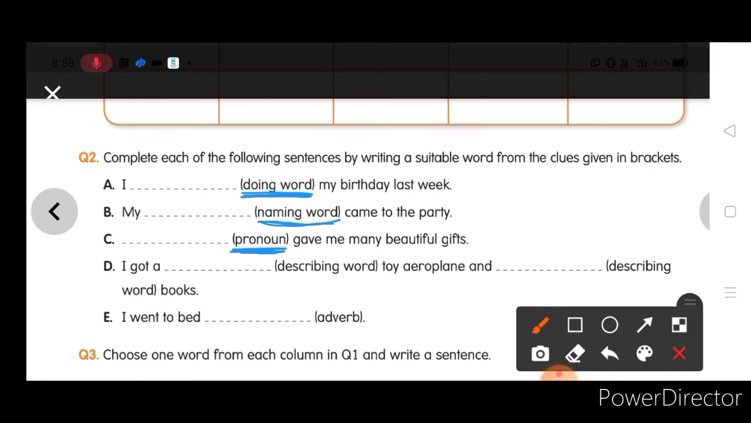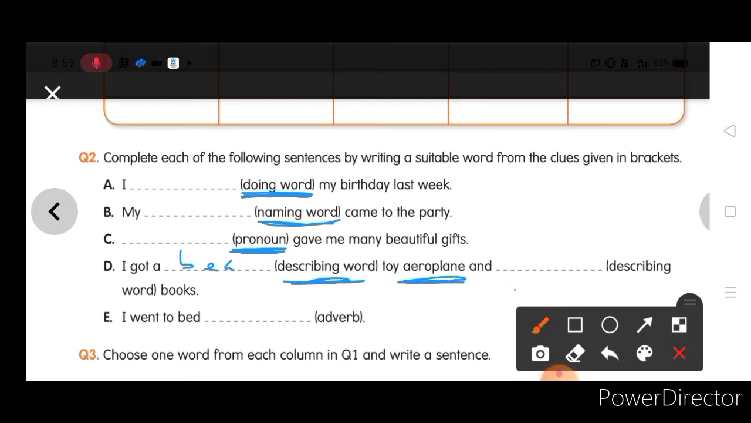Next, I got a describing word. What is the describing word? I got a dash toy aeroplane. I got a beautiful toy aeroplane. Beautiful is, how is the aeroplane I am saying? I am telling it as beautiful. So here what will you write? Beautiful is the describing word.